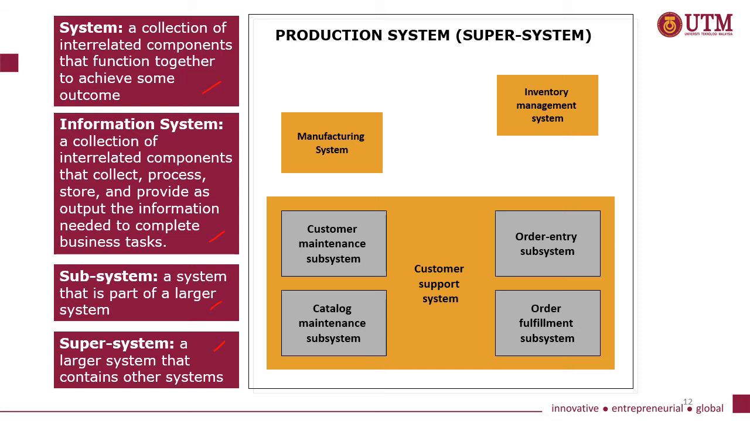If you see on the right here, customer support system. The customer support system has 4 subsystems: customer maintenance subsystem, catalog maintenance subsystem, order entry subsystem, and order fulfillment subsystem. This customer support system, along with manufacturing systems and inventory management system, is part of what we call a production system, which is a supersystem.